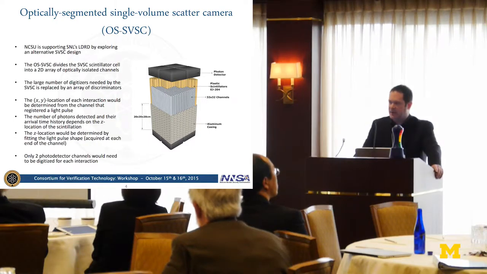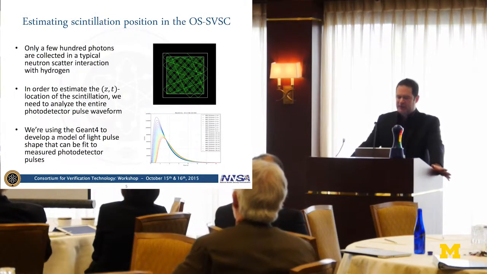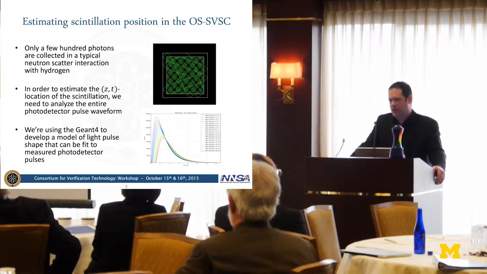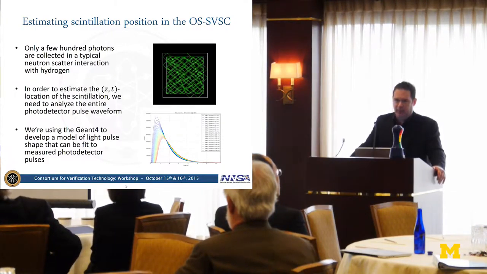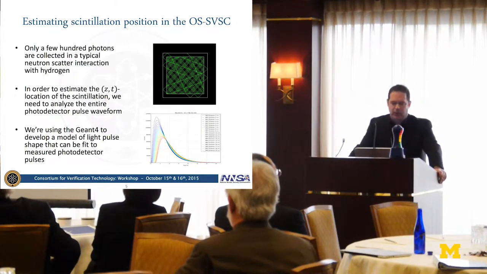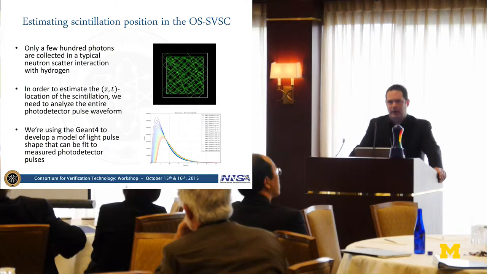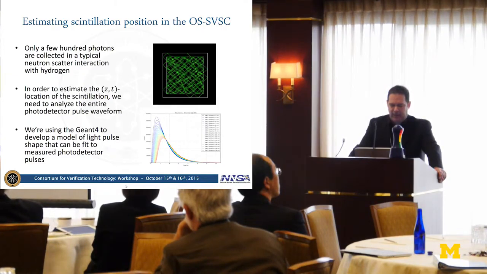However, you only need to digitize 2 photodetectors per channel that receives a hit in this design. So what makes it challenging is really the problem of low scintillation light production in organic scintillators coupled with fairly low light collection efficiency. So for a typical event with an energy deposition of something like an MeV, you're only going to collect a few hundred photons on either end with the photodetectors. And so the pulses actually look quite ragged.